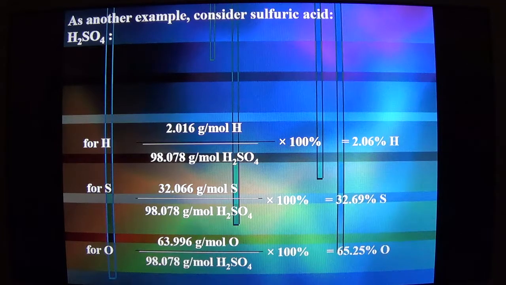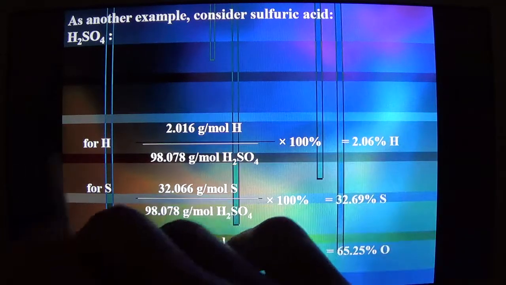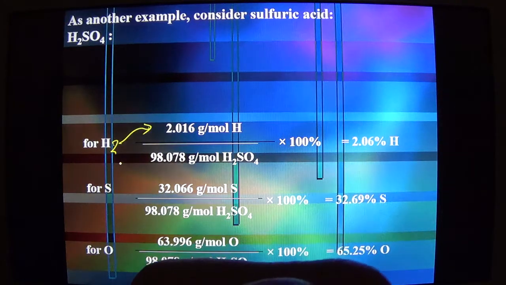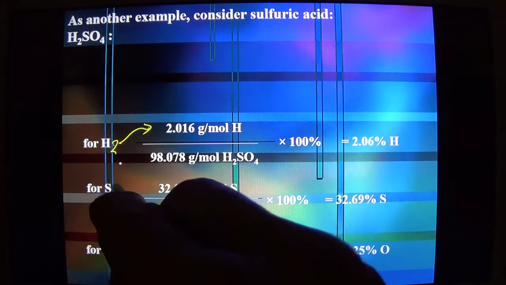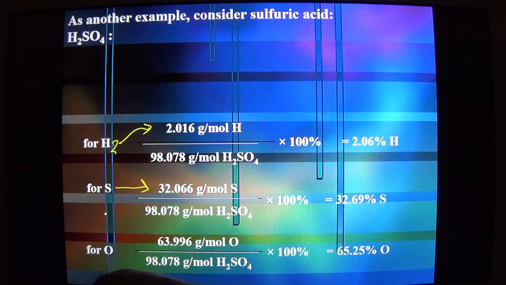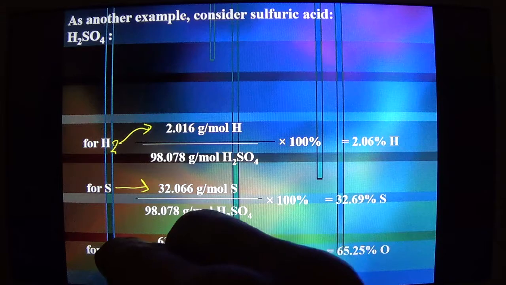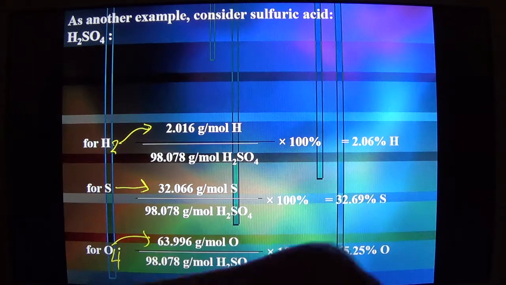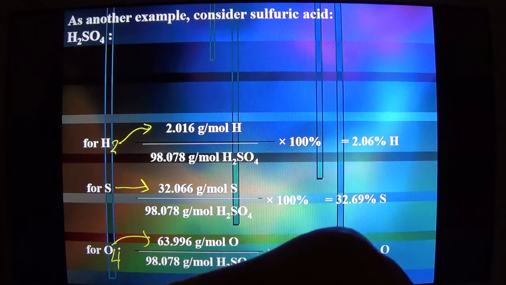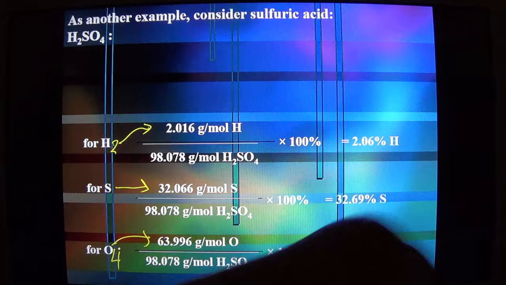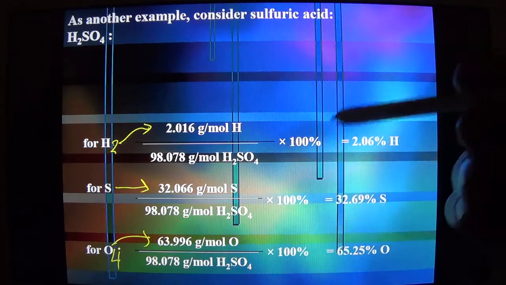Now I'm going to take the amounts for each individual element. Now please notice it was H2, so I doubled the mass from the periodic table. There was only 1 sulfur, so I have only 1 mass from the periodic table for sulfur, and in my formula it was O4, so I have 4 times the mass from the periodic table. You must account for that both in the total and for the individual amounts, so be certain you do that. You're going to divide, and multiply by 100.